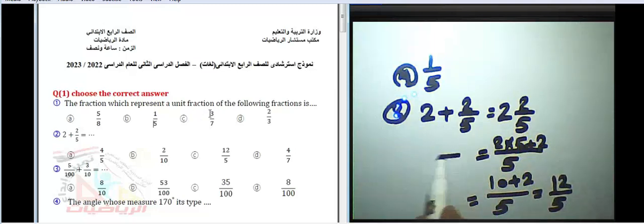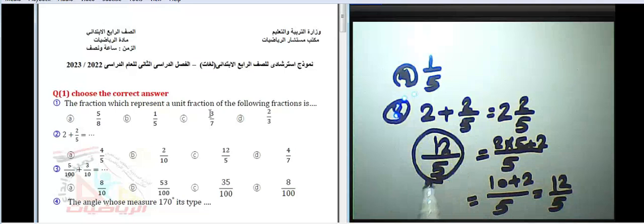Or you can convert the result by one method. Write 5 in the denominator and 2 times 5 equals 10. 10 plus 2 equals 12. The result will be 12/5.